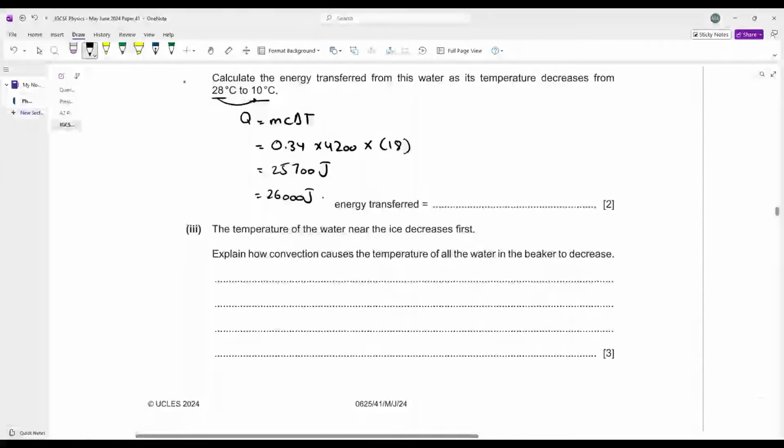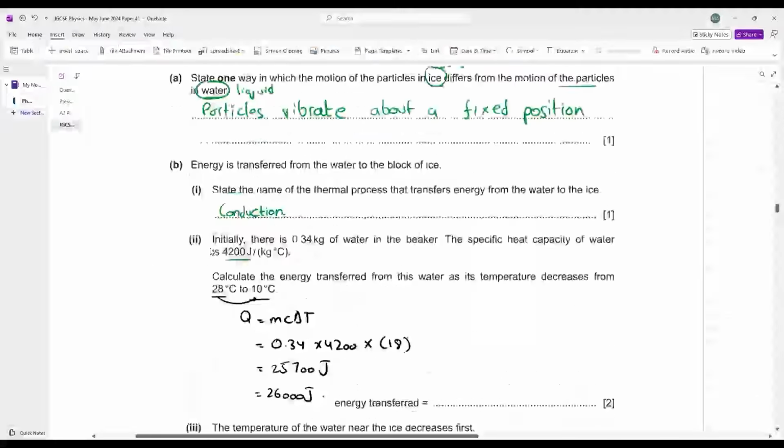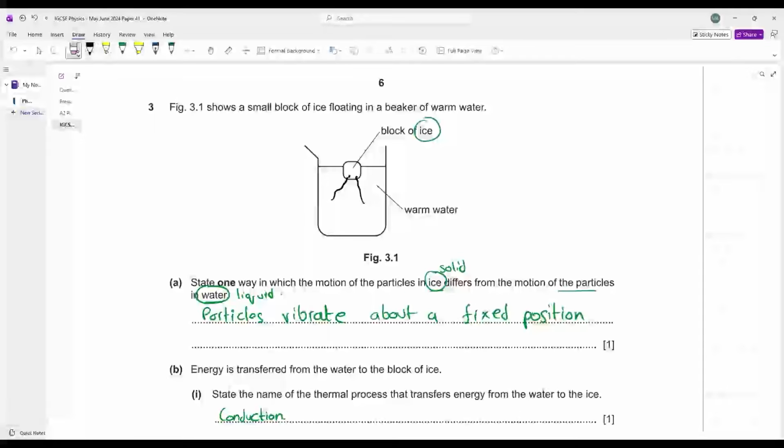The temperature of the water near the ice decreases first. Explain how convection currents cause the temperature of all the water in the beaker to decrease. अच्छा जी बेटा फर्स्ट ऑफ ऑल क्या हो रहा है? Temperature of water near the ice decreases first. मतलब ये जो करीब करीब वाला वाटर है इसका टेम्परेचर पहले डिक्रीज होता है. As the temperature of this water decreases, what will happen? The particles will move close to each other. The volume of these water molecules will decrease.